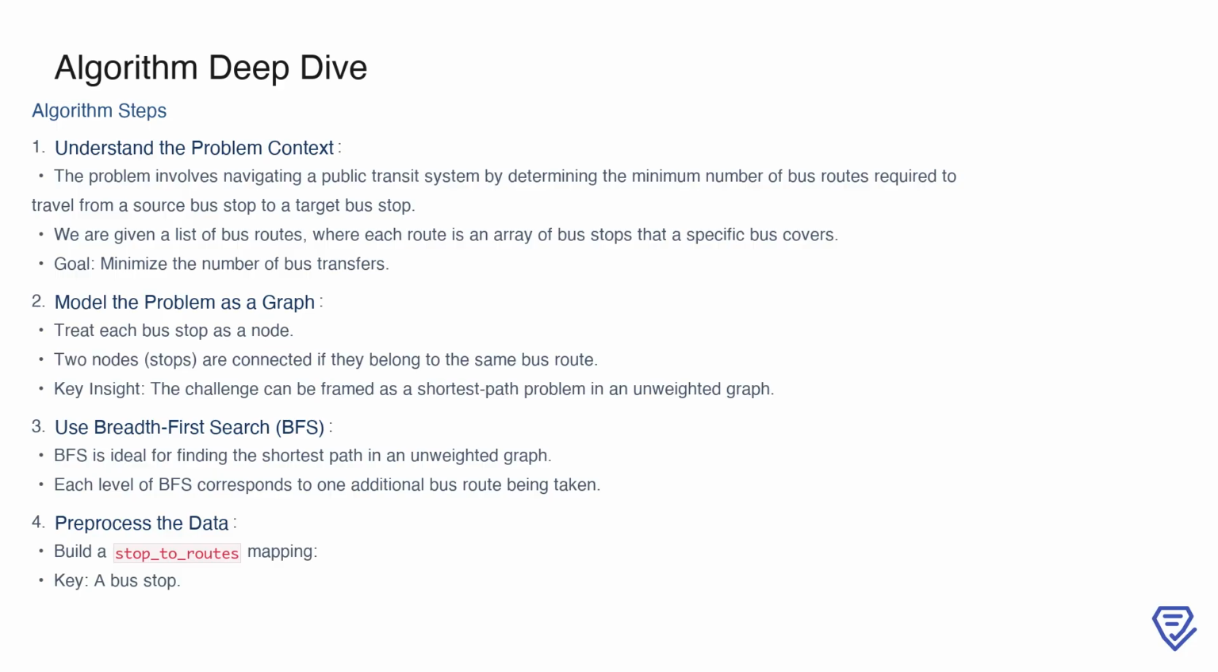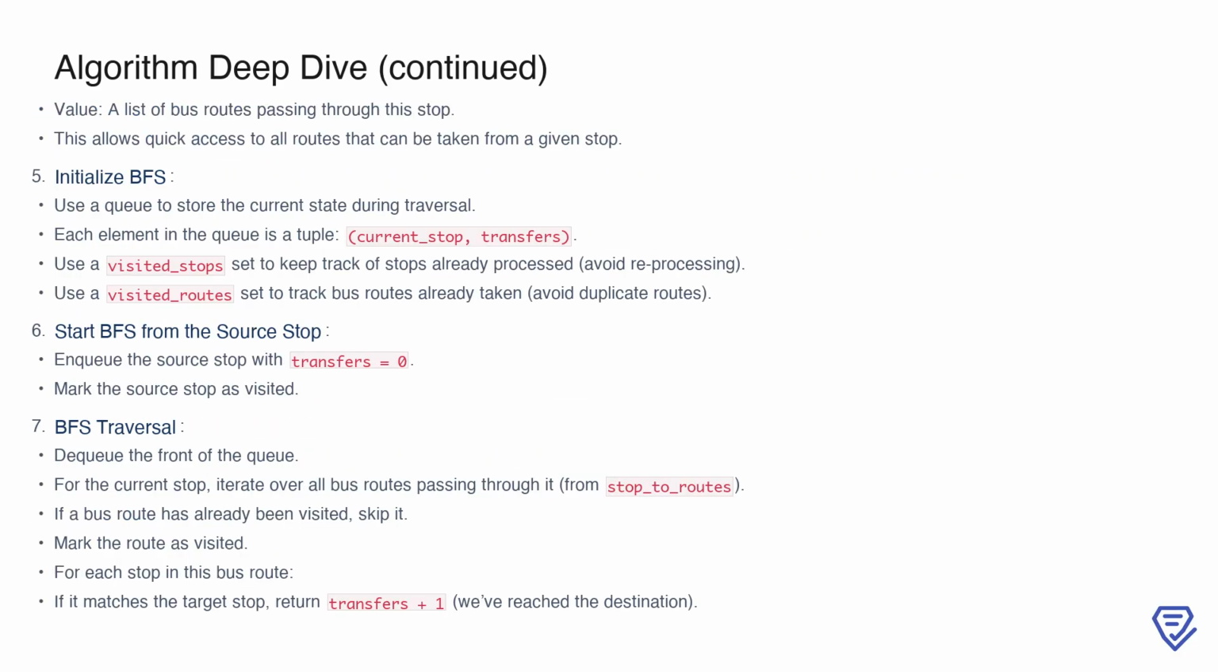Specifically, we create a stop_to_routes mapping, where each bus stop is a key, and the value is a list of all the routes that pass through that stop. This pre-processing helps us efficiently access relevant routes as we traverse the graph. With the stop_to_routes mapping prepared, we initialize the BFS algorithm.